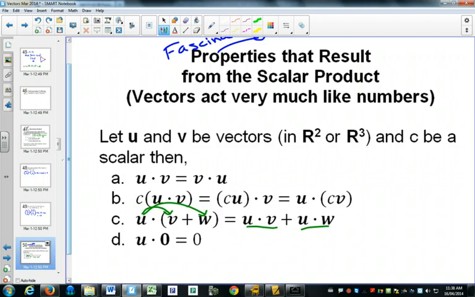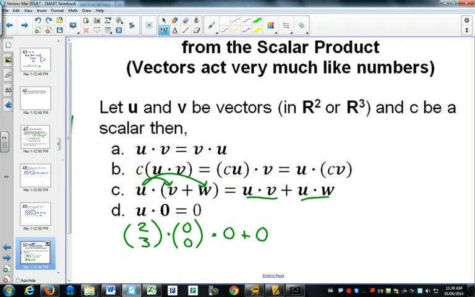And finally, there's the zero vector, which is just the origin, which is just the one that we got before. And when you multiply by the zero vector, you will get 0. Which should make sense, because if I have (2, 3) and I dot product with (0, 0), I will get 0 plus 0, which equals 0.